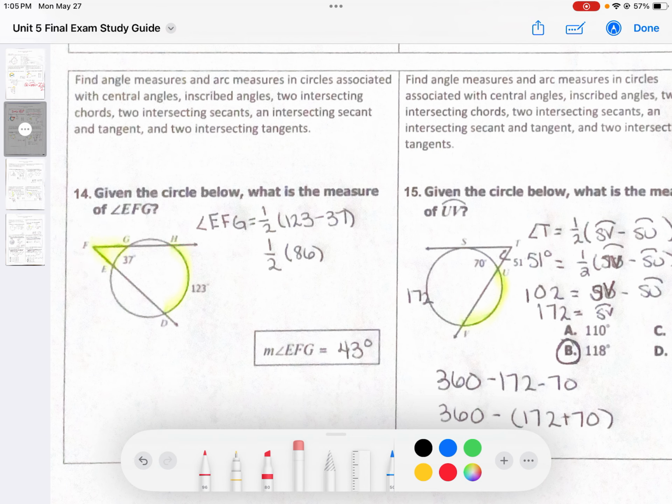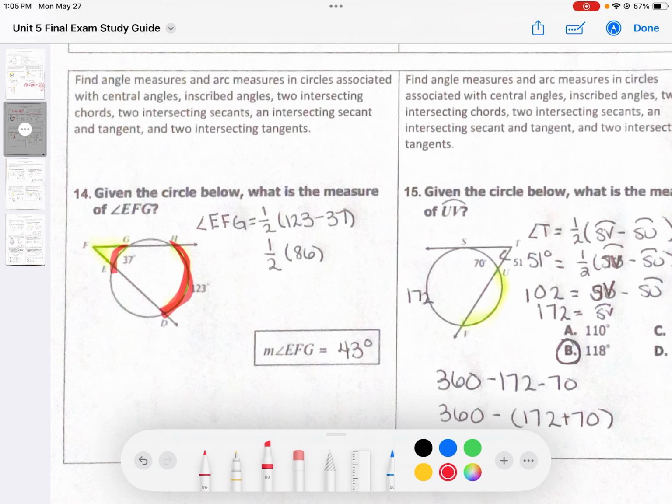So they said find EFG. Once again, the formula here is that the angle is half the difference. In this case, we're talking about the exterior intersection, so half the difference. 123 minus 37, the difference is 86. Half of 86 is 43. So that's the measurement EFG.